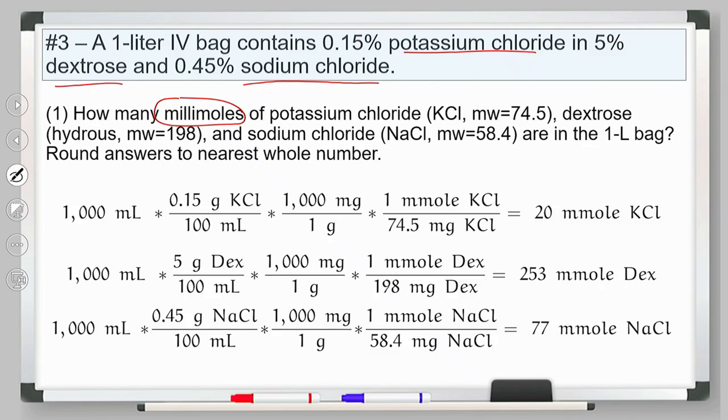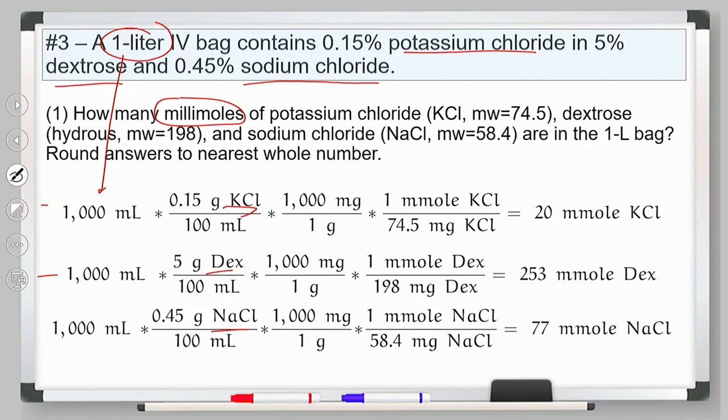And I'll just show you my work for the sake of time. It's doing the same thing 3 times. So these are 3 different formulas, one for potassium chloride, one for dextrose, and there's my sodium chloride. So let's just analyze one in detail. We are starting with a 1 liter bag. So could you start with 1,000 milliliters? We're starting with 1,000 milliliters.